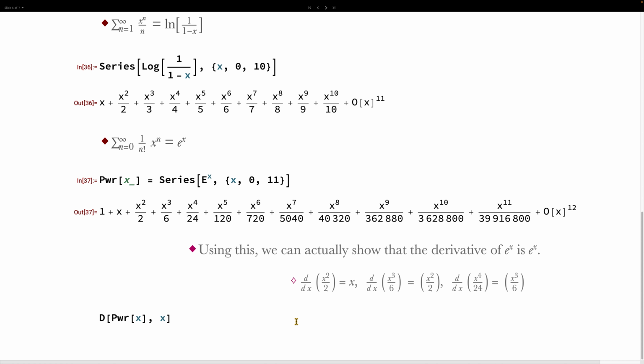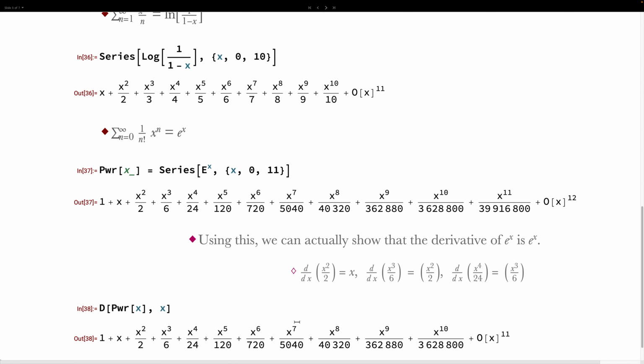Here, if we go term by term, we can take the derivative of 1 is 0, plus the derivative of x is 1, plus the derivative of x squared over 2 is x, plus the derivative of x to the power of 3 over 6 is x squared over 2, and so on and so forth. Confirming this, if we take the derivative of that power series, we get 1 plus x plus x squared over 2 plus x to the power of 3 over 6, and so on and so forth, the same as before.